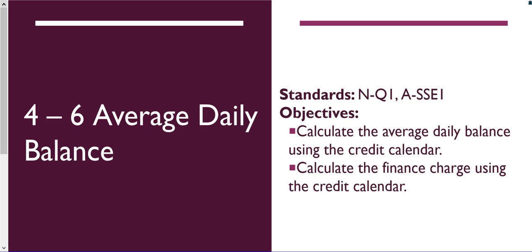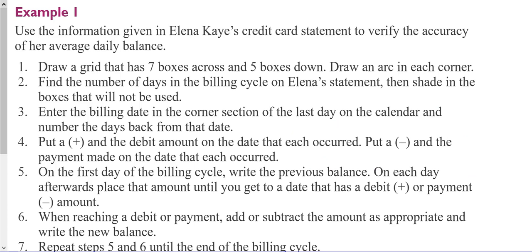In Unit 3, Learning Set 6, we are going to look at another way to calculate the average daily balance. And this way is a more visual method of looking at the calculation. So we're going to calculate the average daily balance using the credit calendar, and then we'll calculate the finance charge using the credit calendar. These are the list of steps, and they'll be available in the notes.